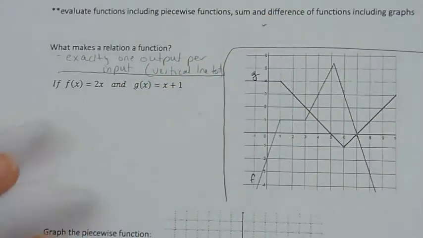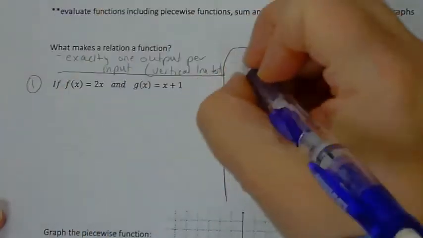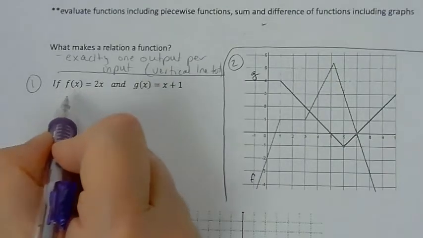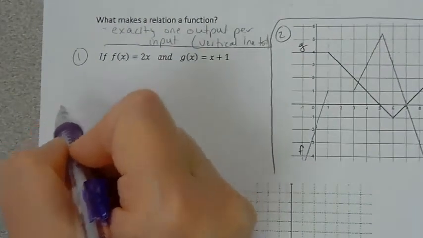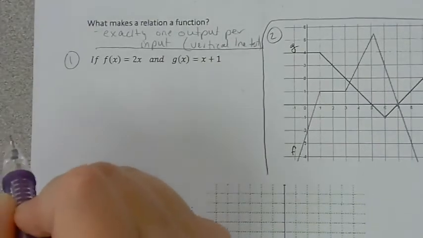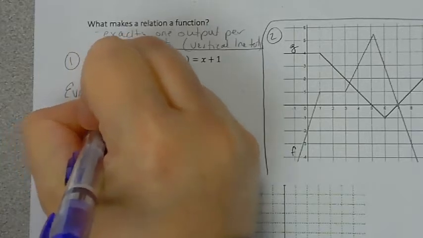So in everything that we do in this unit, we're going to be creating brand new functions by either adding two functions, subtracting, multiplying, dividing, and we're doing what's called the composition function. So this is two separate problems here, problem 1 and problem 2. So I've got two functions, f of x and g of x. What I want to do is think about evaluating certain places given these two functions.